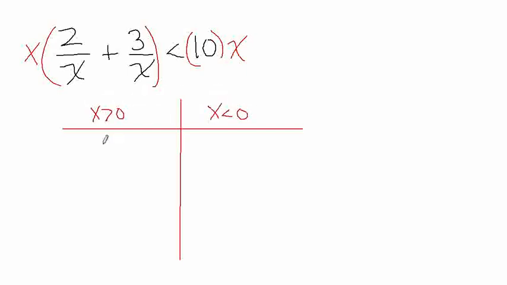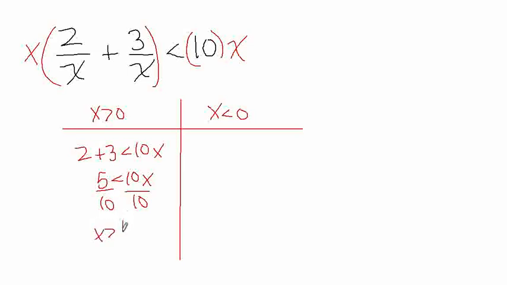So if x was positive and I distribute the x on both sides, 2 plus 3 is less than 10x, 5 is less than 10x, divide both sides by 10, so x is greater than a half. On the right side, 2 plus 3 is greater than 10x, 5 is greater than 10x. Divide both sides by 10. X is less than 1/2 after you simplify.